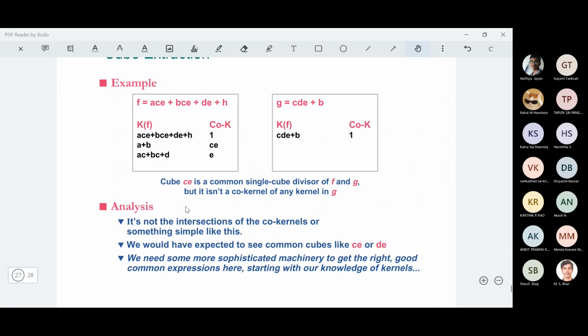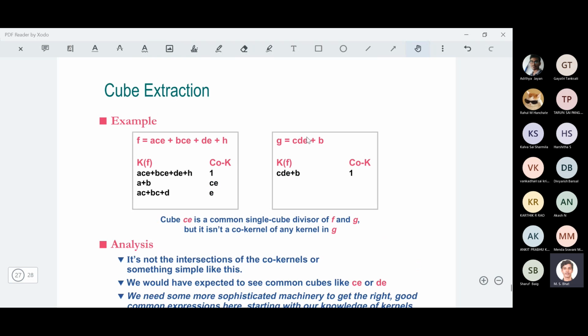CE is a common single cube divisor of F and G, but it is not a co-kernel of any kernel in G, because when you divide function G by CE, you get D as the resultant quotient, but D is not a kernel. Anyway, that is the counterexample, in the sense that you cannot extract CE and get a multiple cube divisor in G.